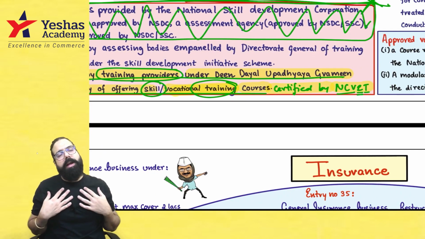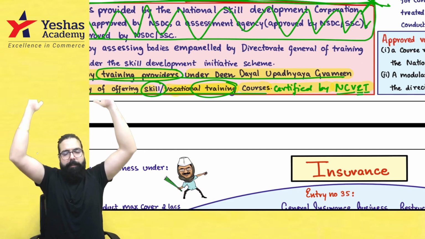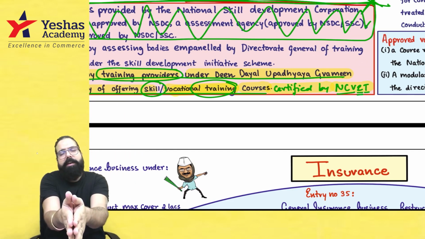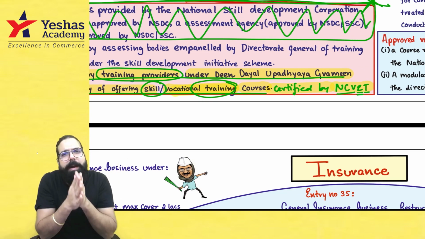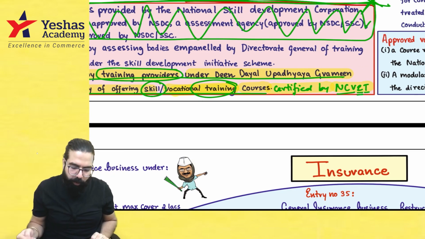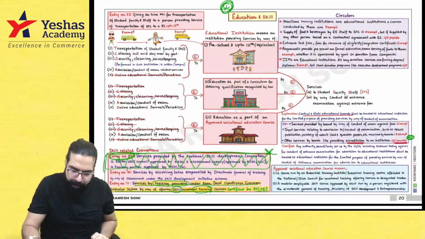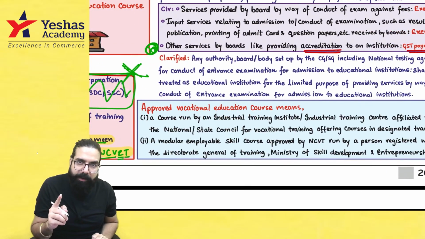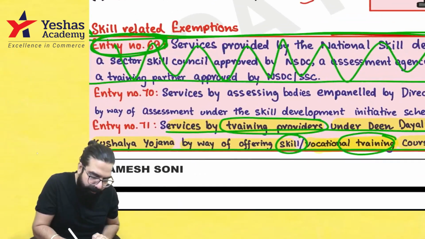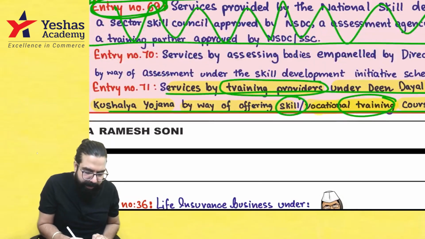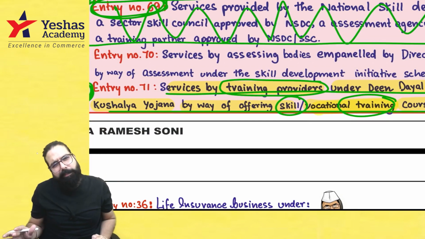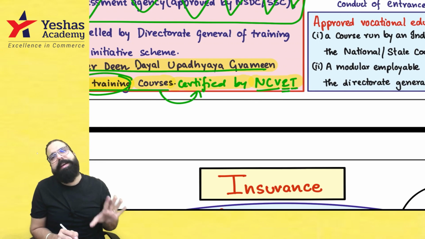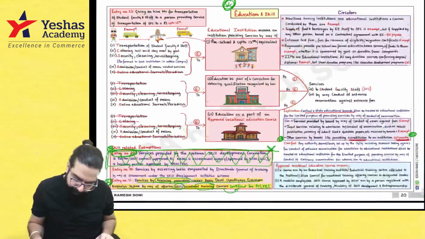So if I am a training provider under Deen Dayal Upadhyay Gramin Kaushal Yojana and I am giving courses, and my courses are certified by NCVT, then my courses are exempted. That's all that has been told over here. Done, sir. We will remember this point. So Baba, in your education, the first point you should remember is regarding the affiliation services. Second, this whole entry number 69 has been changed. Third, Deen Dayal Upadhyay, Baba, nothing. Same thing only. It is telling the course should be certified by whom? NCVT. Done, sir. This point is clear.